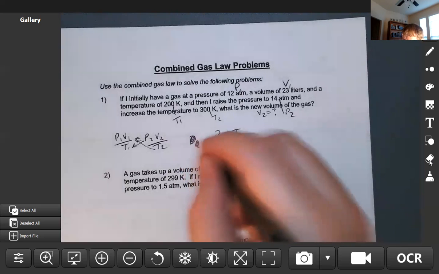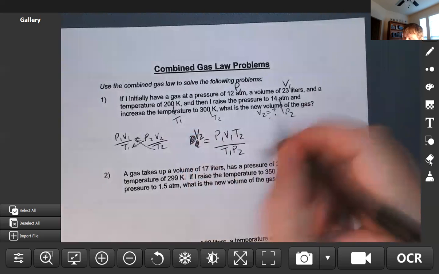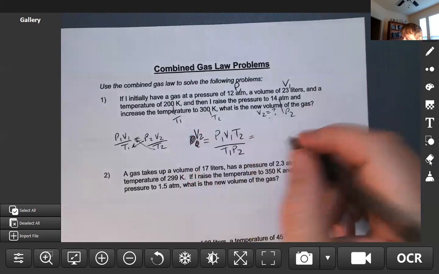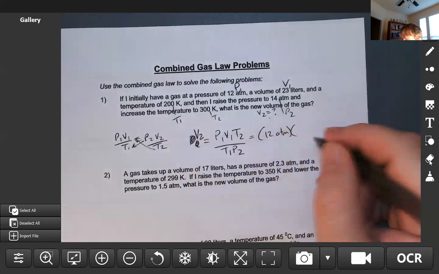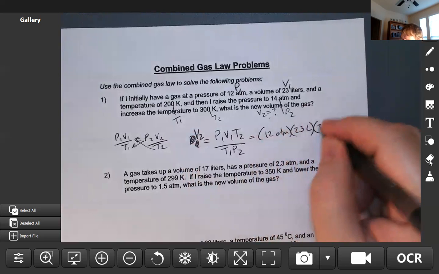That was supposed to be a V2. Sorry, we're looking for a V2. This is fine. I did that right. That's a V2. All right, so we get 12 atmospheres, 23 liters, and 300 Kelvin.